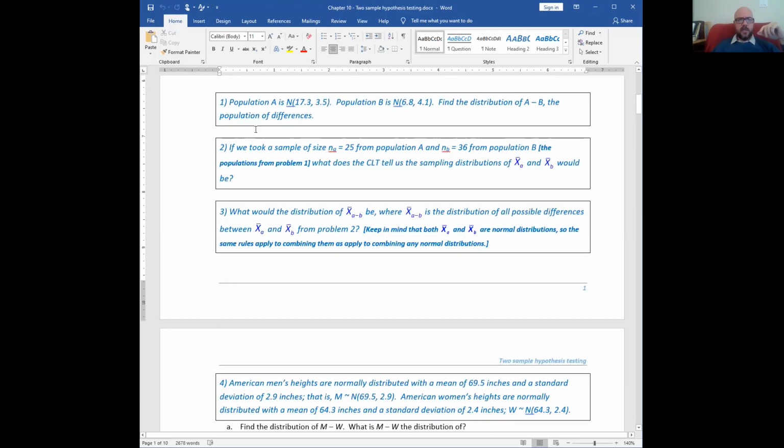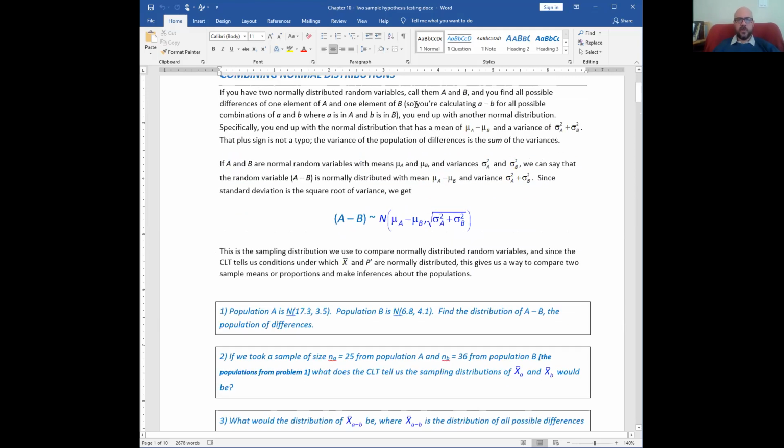Let me introduce that gradually. I have two populations. Population A is this distribution. It's a normal distribution with a mean of 17.3 and a standard deviation of 3.5. B is the normal distribution with a mean of 6.8 and a standard deviation of 4.1. I'm not going to set this up in any way. These are just two random distributions. And I want to find the distribution of all possible differences of everything in A minus everything in B. So I'm just going to use the formula right here.